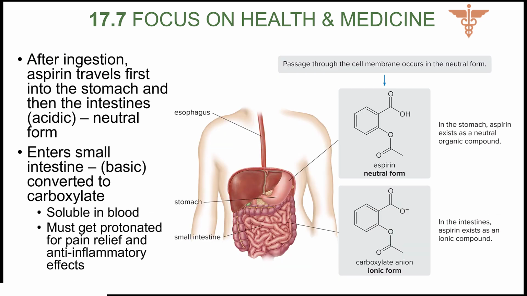After ingestion, aspirin travels into the stomach and then into the intestines, which has an acidic environment. The aspirin travels there in its neutral form, which you can see in the gray box there. It can then enter the small intestine, which has a basic environment, and gets converted to the carboxylate. So a proton gets removed from that carboxylic acid right here. In the intestines, aspirin will exist as the ionic form, which is more soluble in the blood. And in order for it to give us pain relief, it has to get protonated to have the anti-inflammatory effects as well.